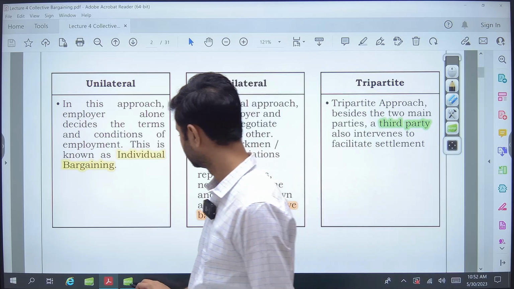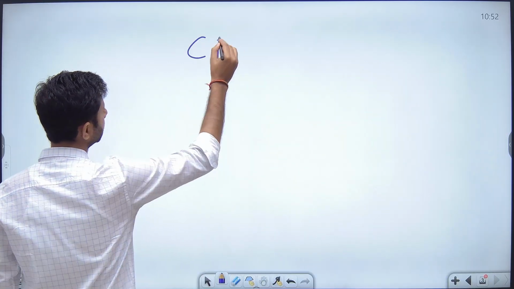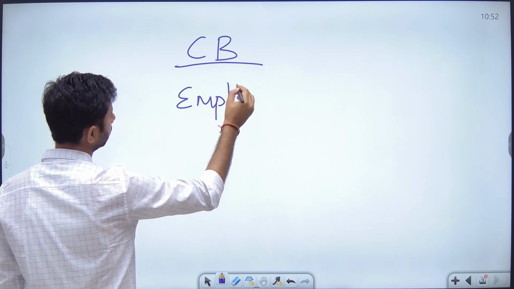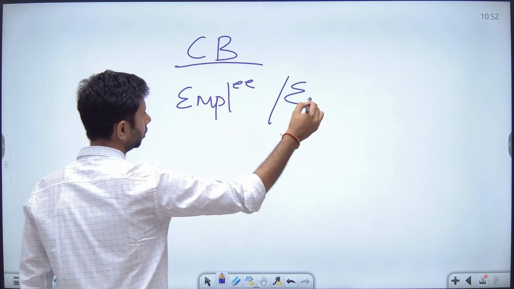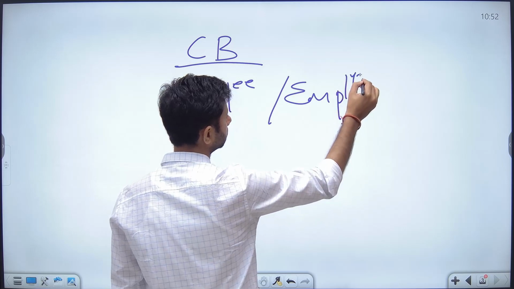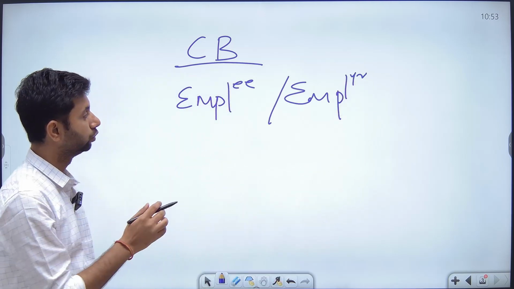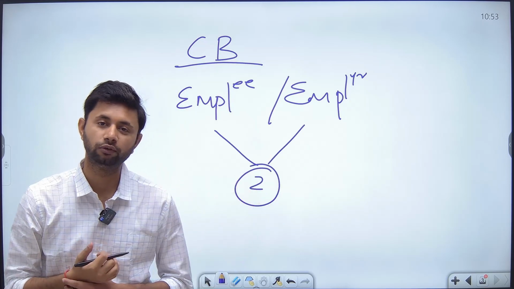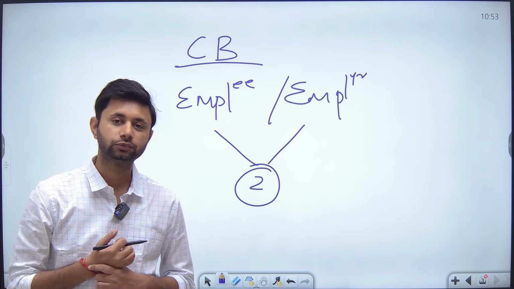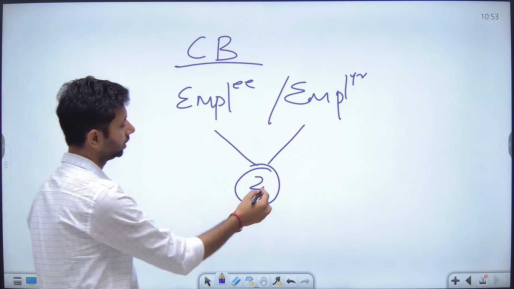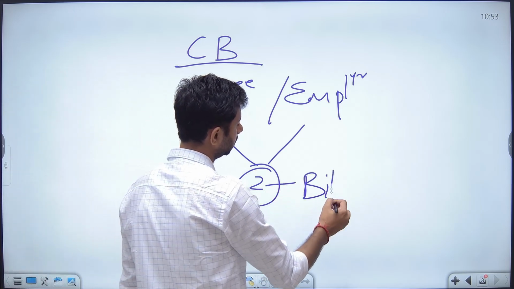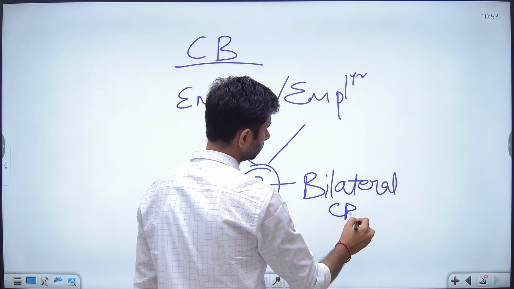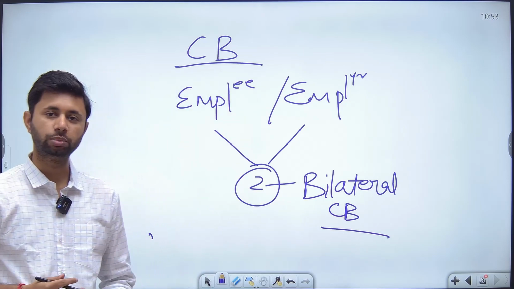Collective bargaining, as I told you in the definition earlier, involves negotiation between employee and employer. So there were two parties involved in negotiation. Based on this, we can say it is a bilateral approach to collective bargaining, because it involves two parties.